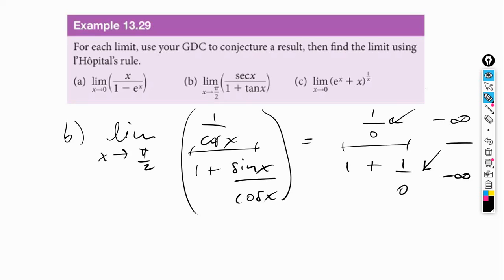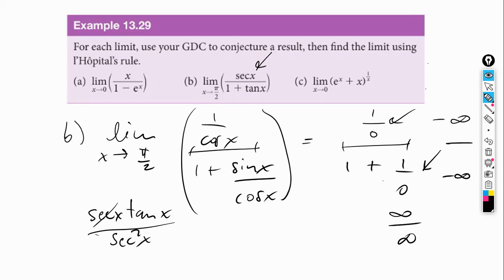What happens if you approach it from the right? Well, you're going to get positive infinity over positive infinity. So that means that we can apply L'Hopital's rule. So then let's find the derivative of the inside here. So the derivative of secant is secant times tangent, and the derivative of 1 plus tangent is going to be secant squared.